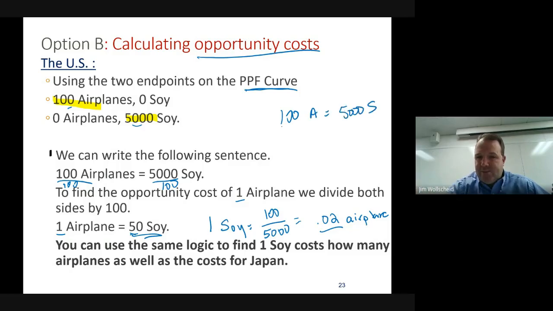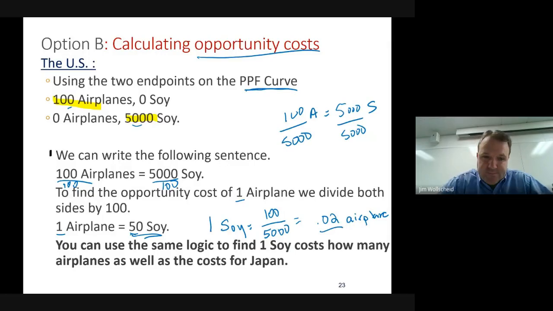Because if I want to get one airplane, I just get to 1. If I want to get to 1 soy, then I get to 1 soy. That's how I get to 1 soy. I divide by 5,000. So the easiest way I find to do it is to write your equation here. You can always get to 1 that way.